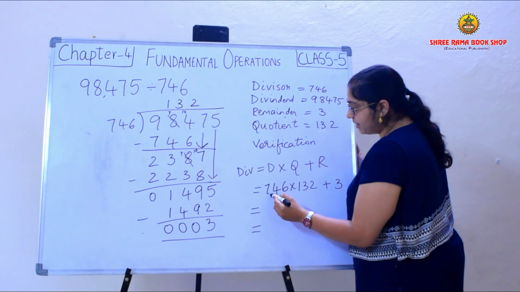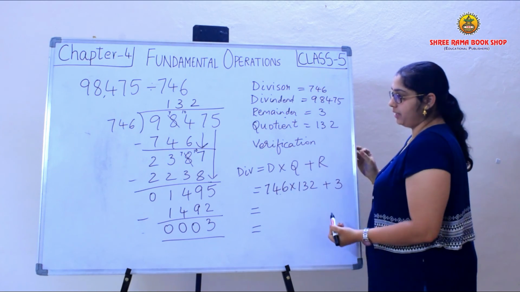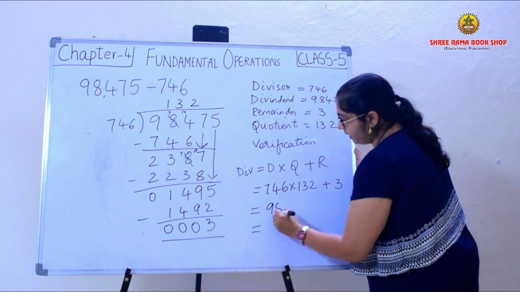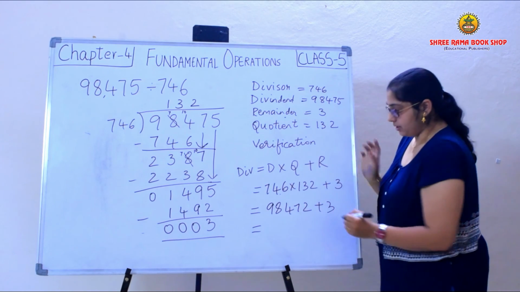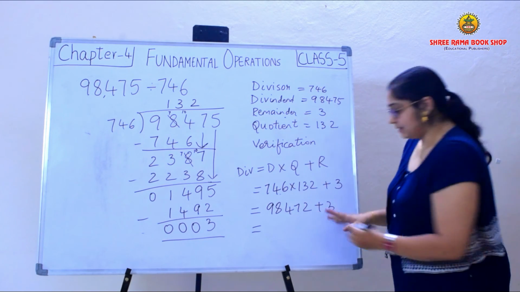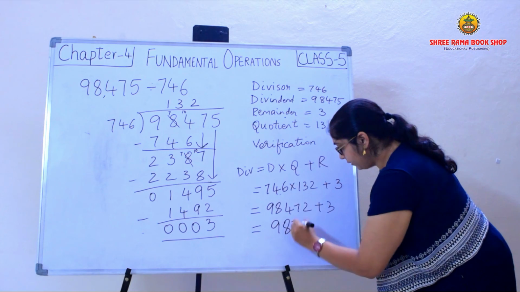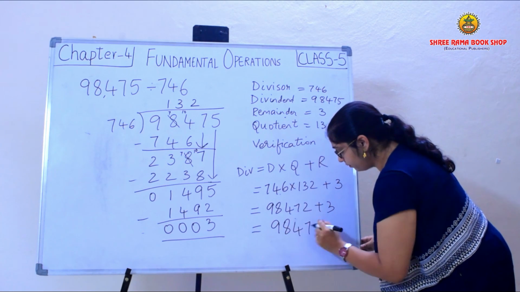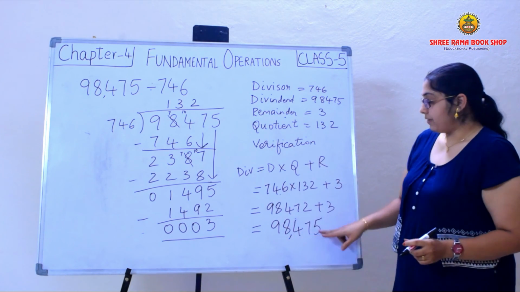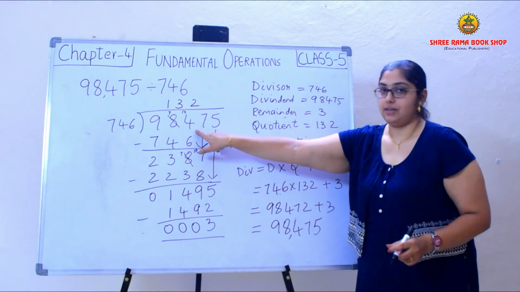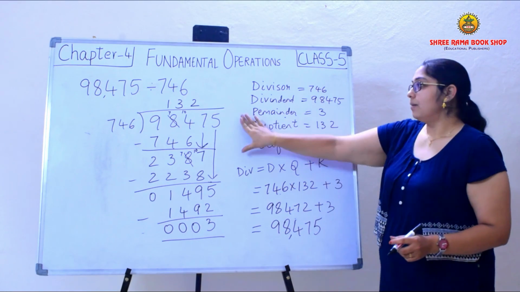So now when I multiply 746 into 132, I will be getting 98472 plus the remainder 3. So when I add both the numbers, I will be getting 98475. Okay, so 98475 is the dividend of this problem.